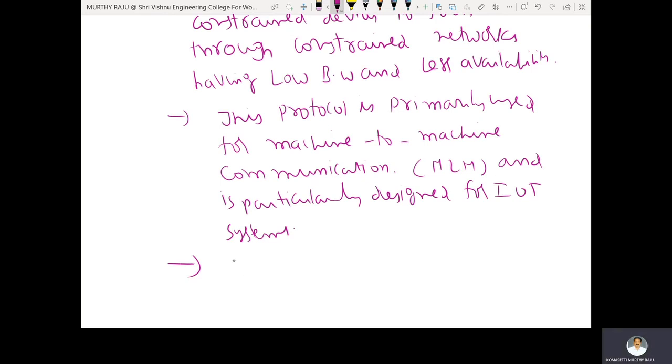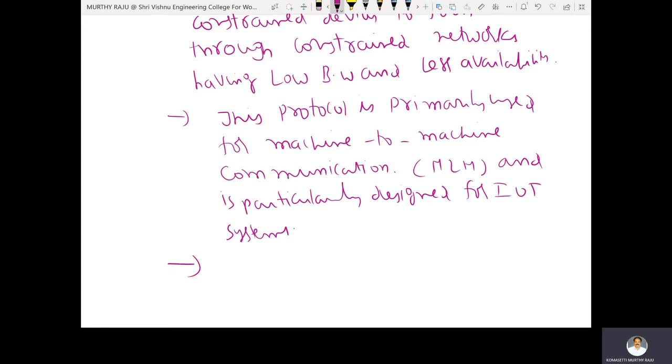COAP, the constrained application protocol, uses the UDP protocol for lightweight implementation. What is meant by lightweight implementation? A lightweight protocol in a computer network is a communication protocol characterized by relatively small overhead. The length of the message unit and the overhead header of that frame is very small. That is called lightweight.